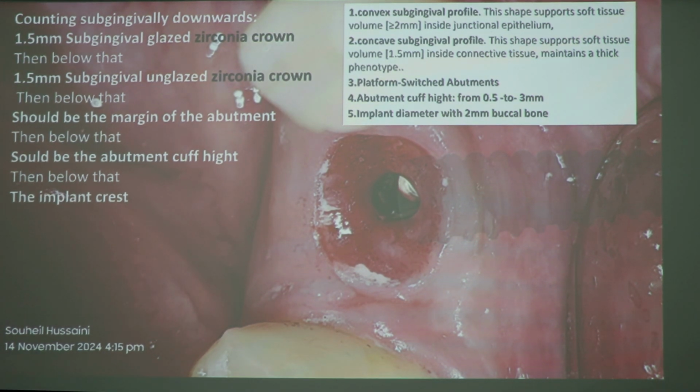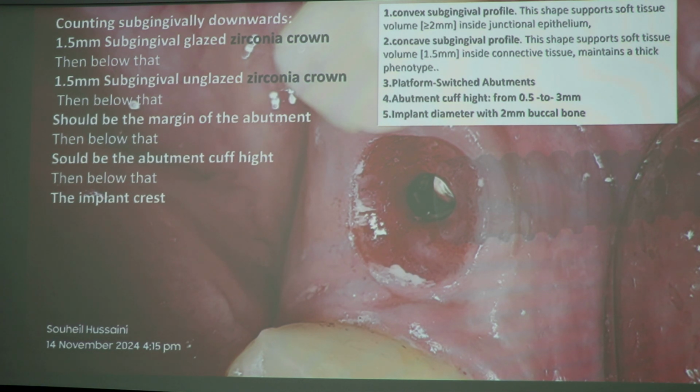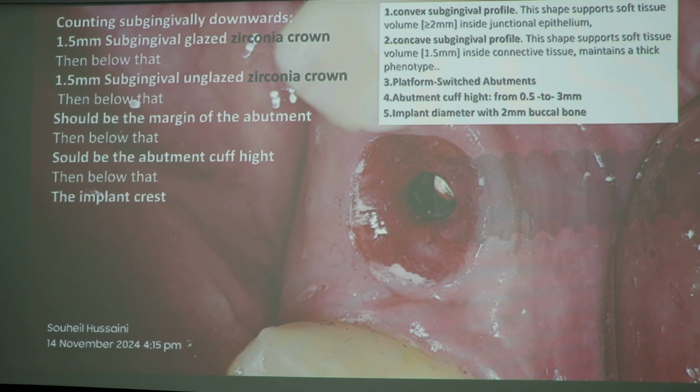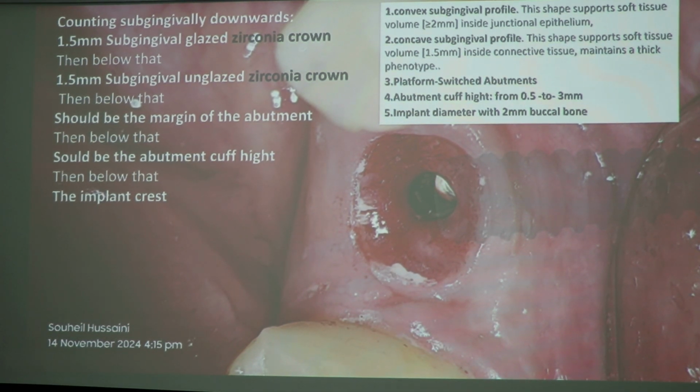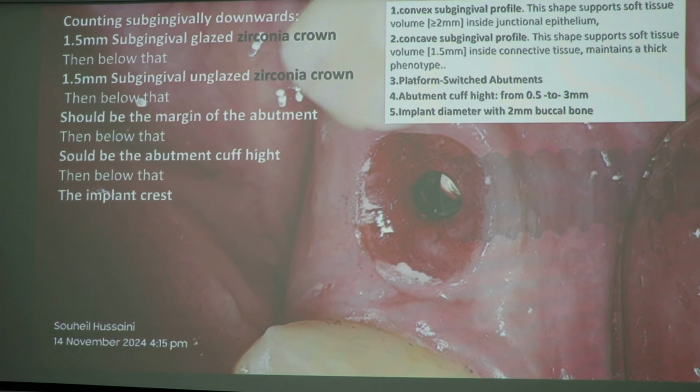Okay, this is the same thing but explained only for Zainab. Nobody else can read this. Can you read this loud? Counting subgingivally downwards: 1.5 millimeter subgingival glazed zirconia crown. Then below that, 1.5 millimeter subgingival unglazed zirconia crown. Then below that should be the margin of the abutment. Then below that should be the abutment cuff height. Then below that, the implant crest.